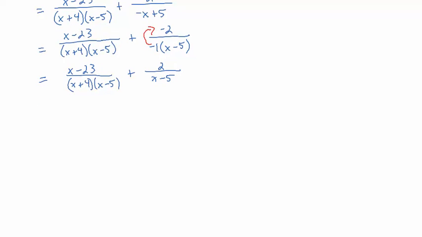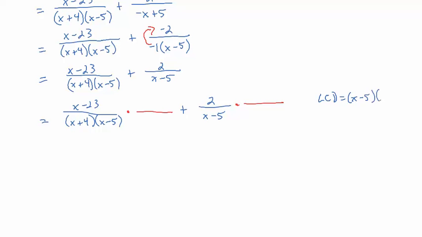Alright, now my denominators don't match, so I'm going to set up where I multiply each fraction by a form of 1. So I need to ask what I can turn x plus 4 times x minus 5 into, and what can I turn x minus 5 into. Well, I can turn x minus 5 into x minus 5 times x plus 4, which is exactly what this first denominator is. So the first fraction, I'm just going to multiply by 1 over 1. I don't need to make any changes because it's got the denominator that I want. My second fraction needs to be multiplied by x plus 4 over x plus 4 so that its denominator will match.